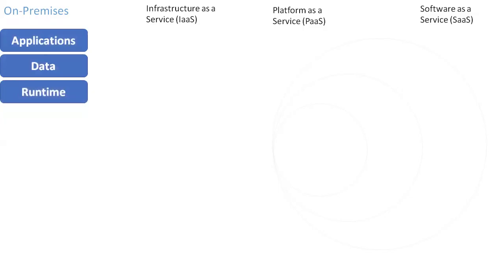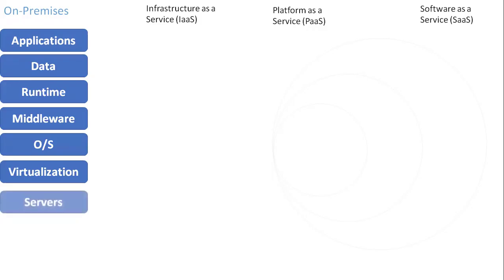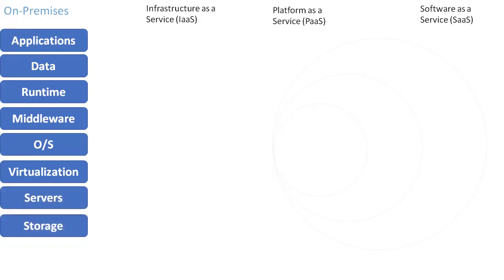You need to manage the runtime. You need to manage all the middleware services that are required. The operating system and virtualization you need to take care of. Whatever servers are required, you need to take care of. Whatever storage is required, you need to take care of, and networking also. So all these components you need to take care of if you are managing your application and the infrastructure on your premises.